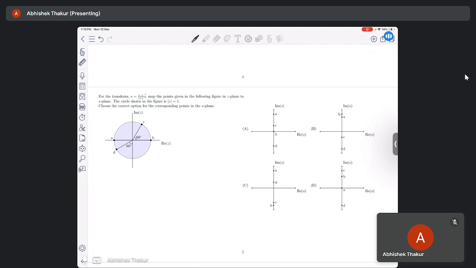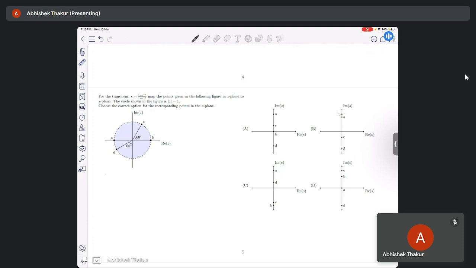So in this question, for the transform S is equal to 1 minus Z inverse by 1 plus Z inverse, map the points given in the following figure in Z plane to S plane. The circle shown in the figure is mod Z is equal to 1, that is, the radius of the circle is 1. Choose the correct option for the corresponding point in the S plane. Here you can see there are 4 points A, B, C, D. Now we have to find where these correspond in the S plane, and the options are given.